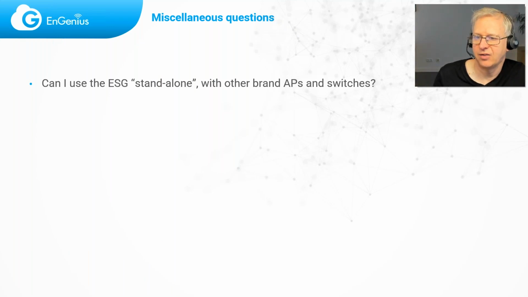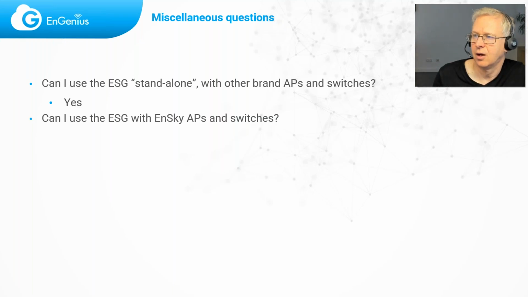One question that some people are asking is, can you use the ESG standalone, so with other APs and switches? Of course you can. It doesn't care what type of APs or switches are behind it. It's agnostic. Just like our APs do not care which kind of switch they are connected to, and the switches do not care what brand of APs or devices are connected. So you can use it with other APs and switches, but those will of course still not be managed by the cloud. They will need their own management.